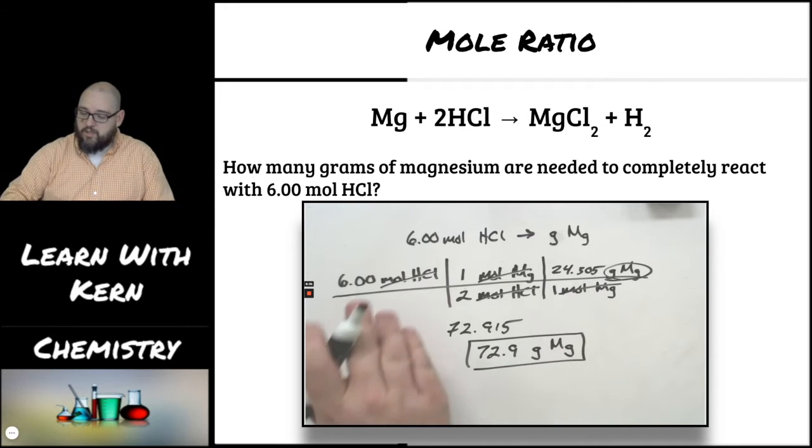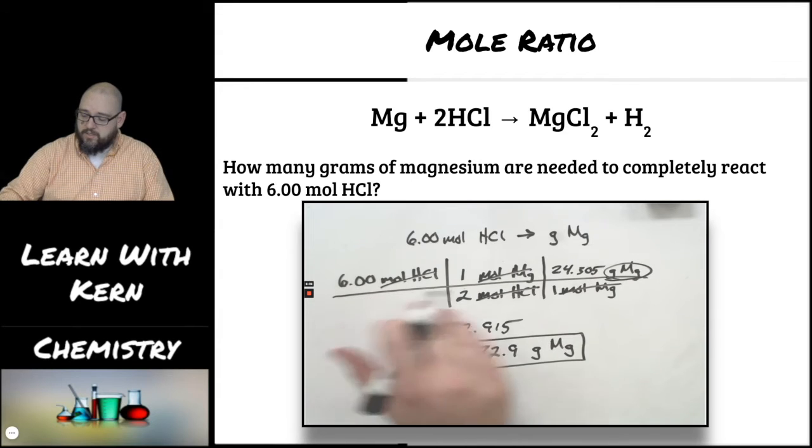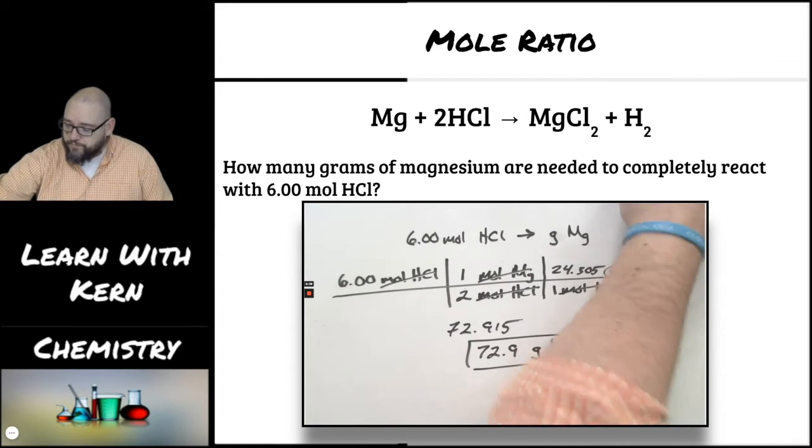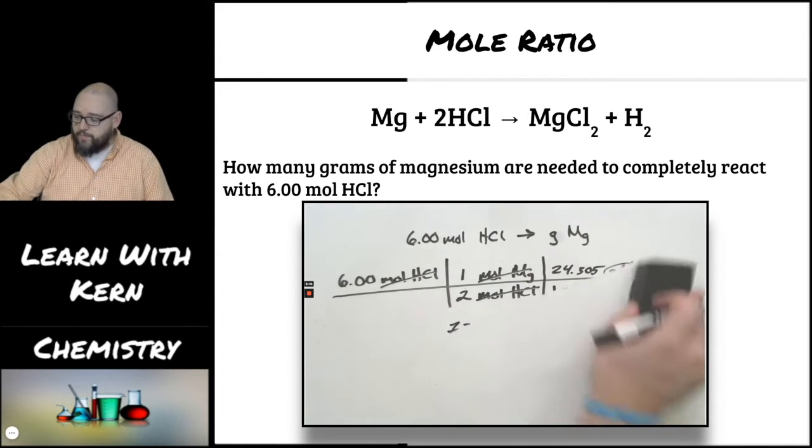So again, convert to moles. It was already in moles, so I didn't have to do that. Set up my mole ratio, and then convert to the desired unit, which in this case was grams.